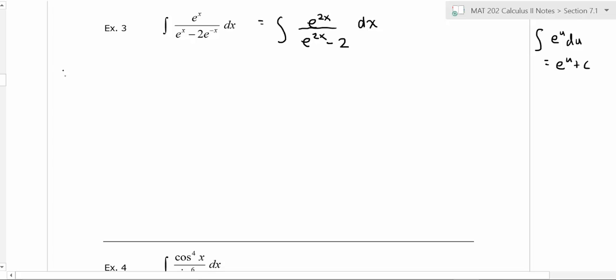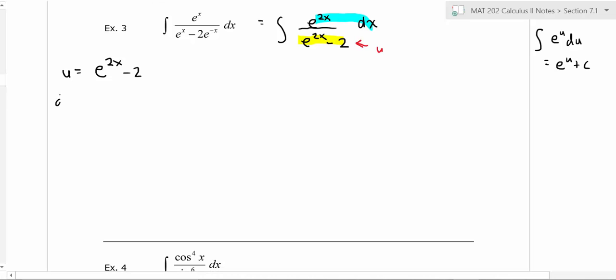Now my thought is I'm going to let u be the entire denominator. My thought process is that the derivative of e to the 2x is itself times 2, so you're going to be pretty close by doing that. So what I'm going to choose is this thing right here, that's going to be the u. What I'm hoping is that when I do the derivative, I'm close to what's left over.